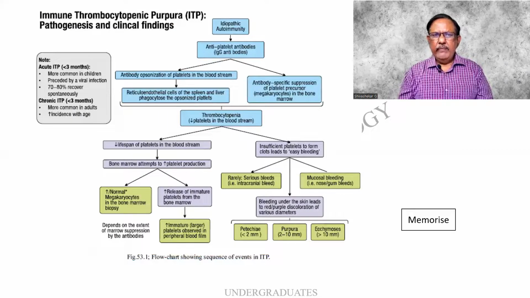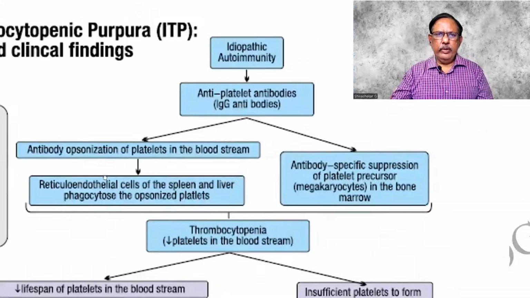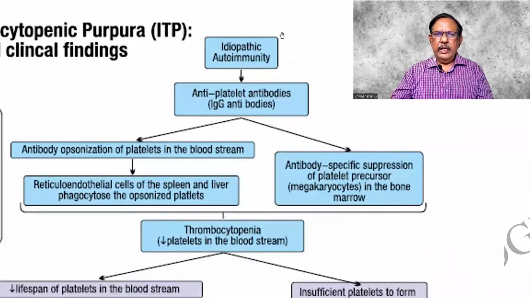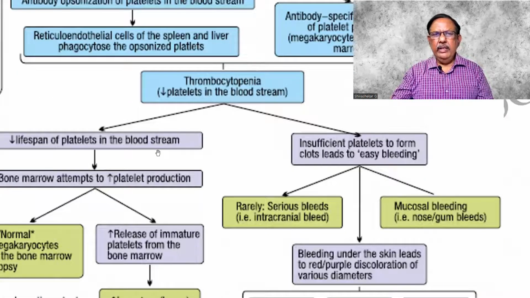This is a very, very important flow diagram which you people will have to memorize. So I find that there are multiple things in this, as a result of which I should be able to explain. So there is an autoimmunity. You find antiplatelet antibodies are there. There is something called opsonization, and there is also a suppression of the platelet precursor and the megakaryocytes. So there is a thrombocytopenia that is being produced. Also, you find that there will be a decreased lifespan in the blood, as a result of which you find there is thrombocytopenia. I would like you people to kindly go through this.